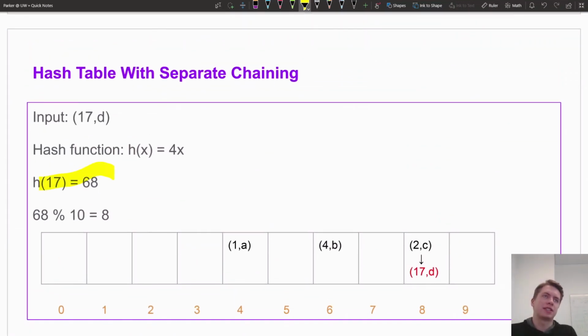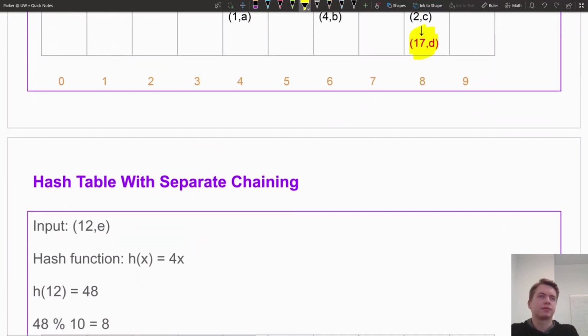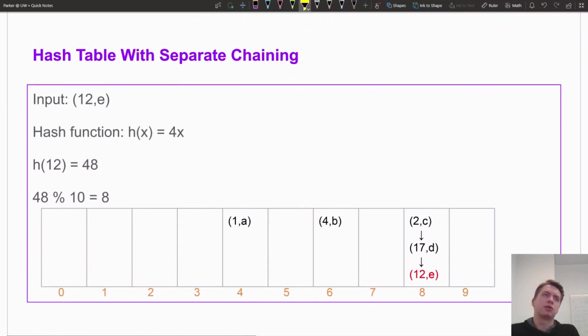H of 17 is 68. 68 mod 10 is 8. Anything mod 10 will just return the value in the ones place. So then we append this new key value pair to the end of the linked list at bucket 8. 12 times 4 is 48. 48 mod 10 is 8. So we'll insert 12e at bucket 8.